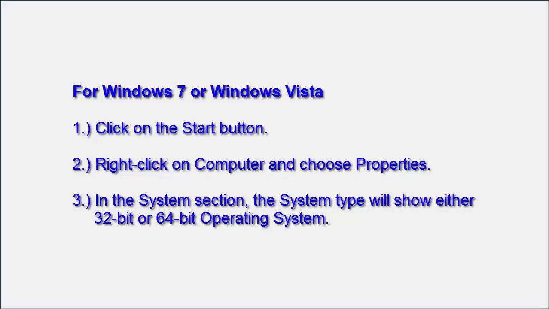For Windows 7 or Windows Vista, click on the Start button. Right-click on Computer and choose Properties. In the System section, the system type will show either 32-bit or 64-bit operating system.